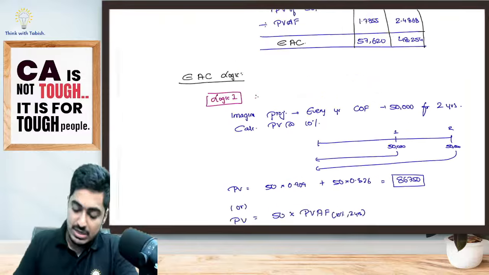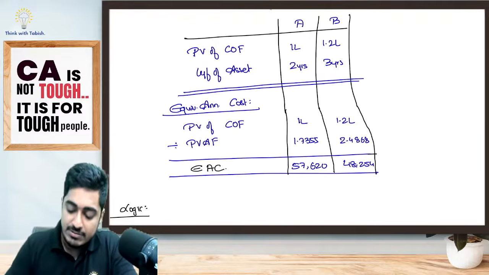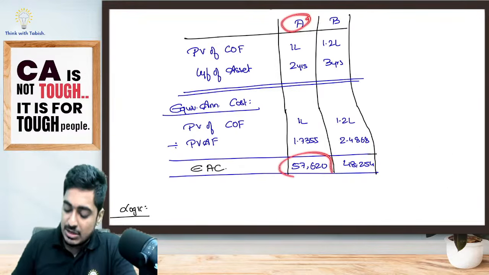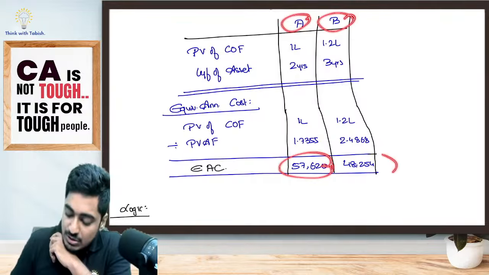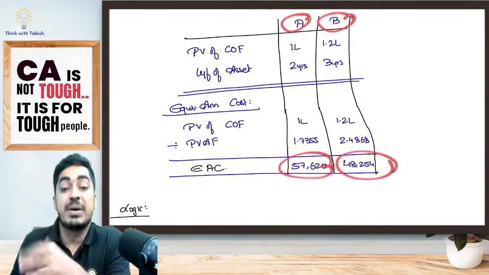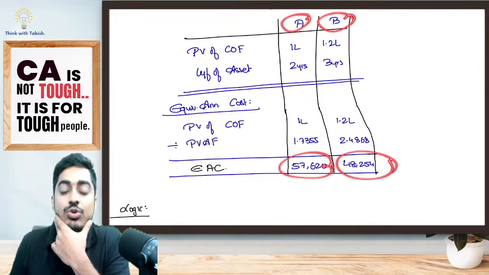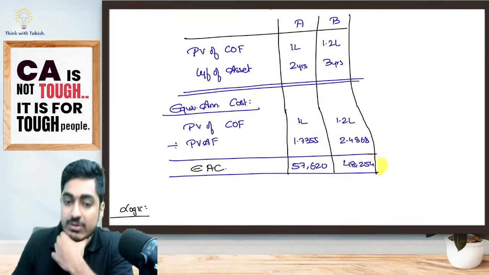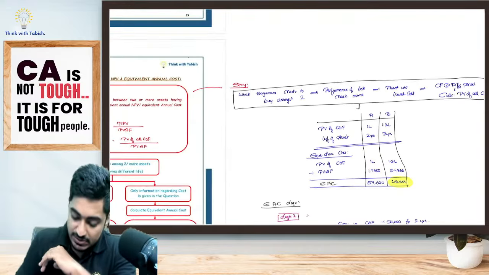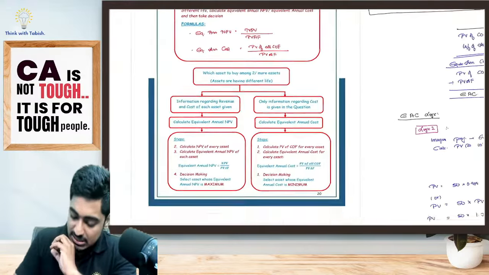Simple. So in this example, if I go for machine A, every year my cost will be 57,000. If I go for machine B, every year my cost will be 48,000. I am purchasing a machine and I want my cash outflow to be minimum, where my cash outflow is less. That is machine B. So I will say, okay boss, I will go for it. Is this clear, everyone? A simple summary is written here. Look at this.